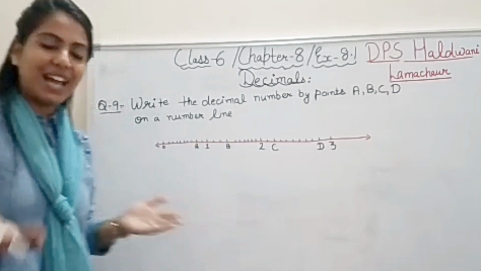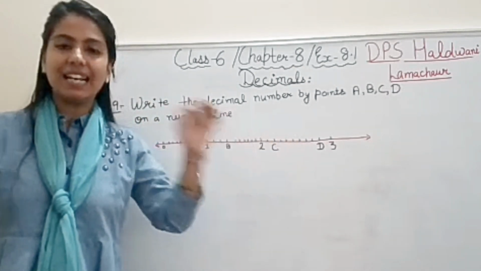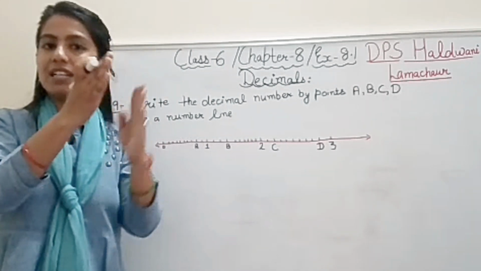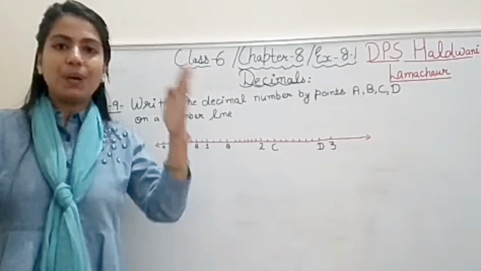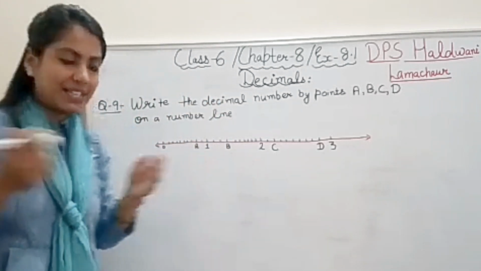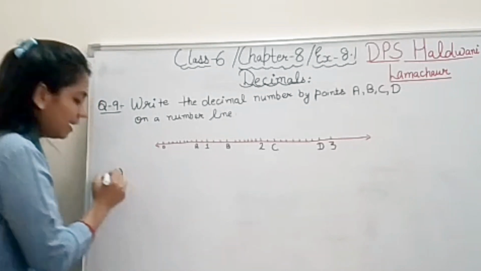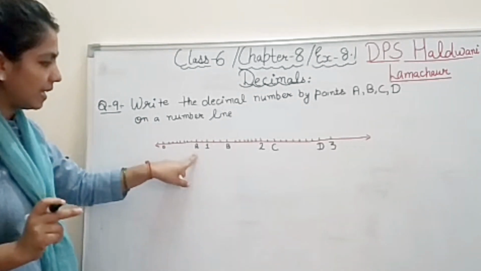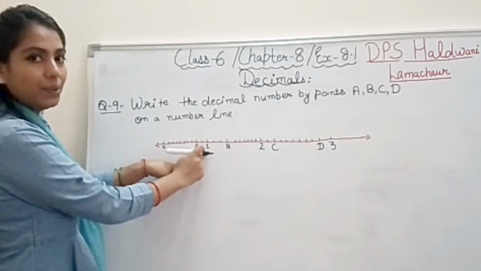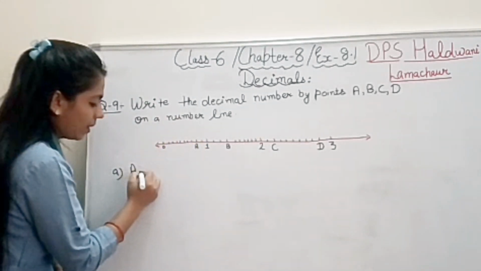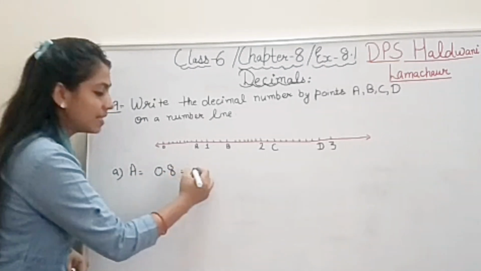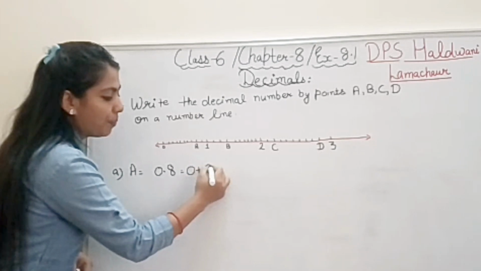That's it, student. And you know how to read a scale, 0, 0.1, 0.2 in such a manner. From 0 to 1 there are 10 divisions in between. That's it. So let's start. For A, first of all, where is A? See, here is 0.8, 0.9 and then 1. It means A is on 0.8, or you can say 0 plus 8 upon 10.